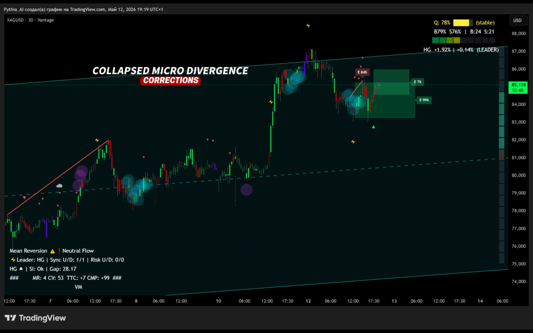Collapse micro divergence. Moments where micro divergences appeared and then disappeared are marked with small triangles. Clusters of such triangles may indicate increasing market instability or unresolved pressure within the movement.